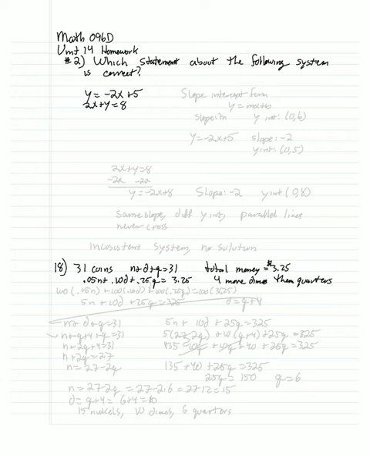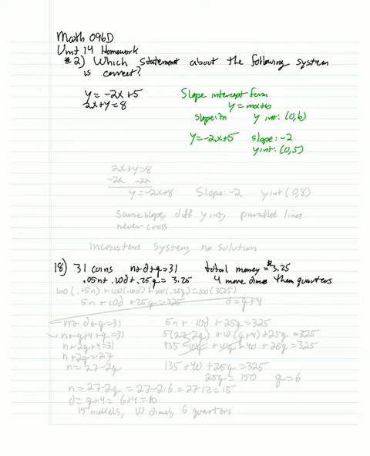And slope-intercept form, let me write that down, is y equals mx plus b, where your slope is m and your y-intercept is (0, b). That's where it hits the y-axis. Now you see the first one, we have y equals negative 2x plus 5, which means your slope is negative 2 and your y-intercept is (0, 5).